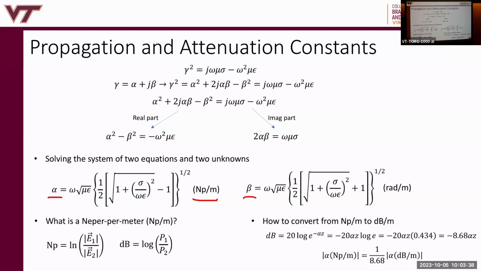How do you convert from Nepers per meter to decibels per meter? Well, a dB is 20 log of this field amplitude e to the minus alpha z, right? So we're going to say this e to the minus alpha z at some point with respect to its maximum, which we're saying is 1. All right. So we bring down the minus and the alpha and the z, and we get minus 20 alpha z log of e, where log of e is 0.434. And then we have this conversion factor, which is a dB is equal to minus 8.68 of a Neper. So alpha in Nepers is 1 over 8.68 times alpha in dB.